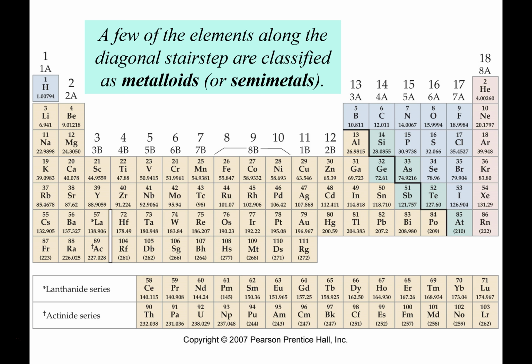So that's the jag. And there are some things along the jag, and right now I've got, let's see, 6 of them marked. If I go back and forth, they're kind of along the jag there. They have properties of both, so they're called semi-metals, or metalloids.